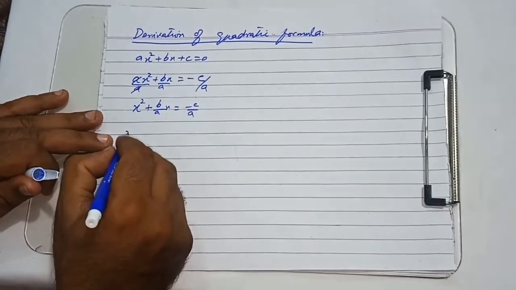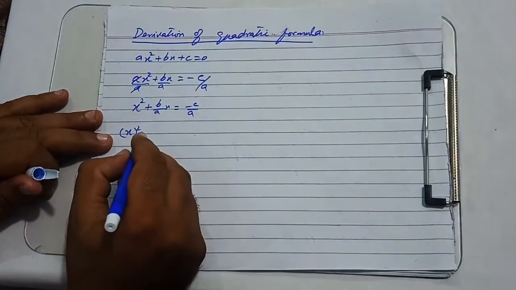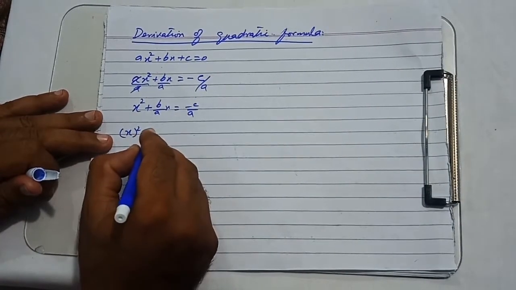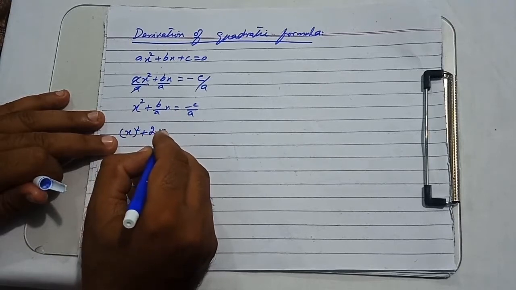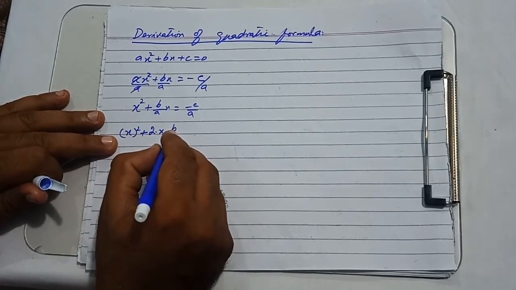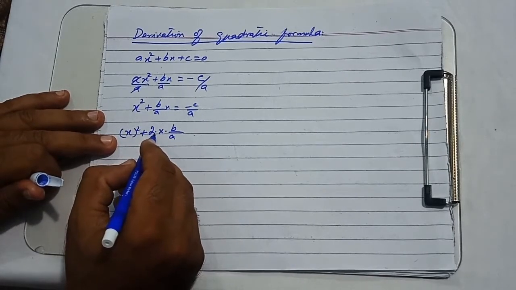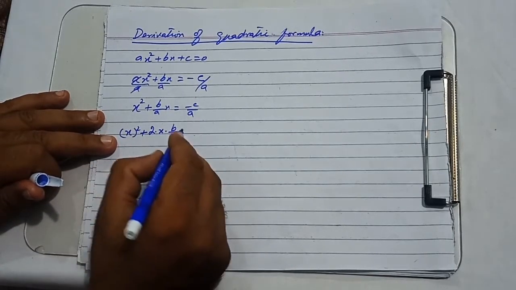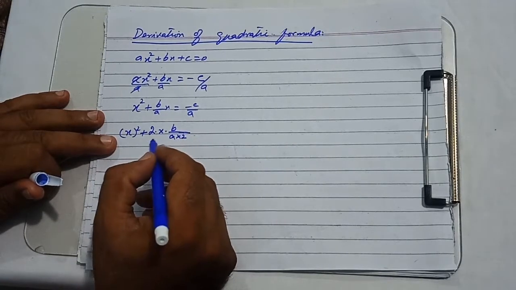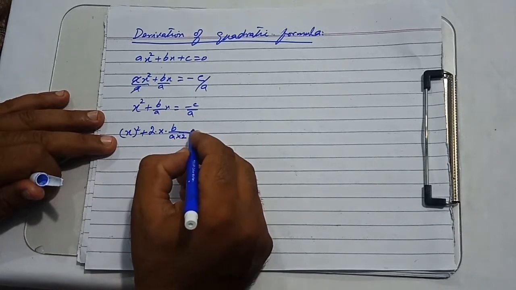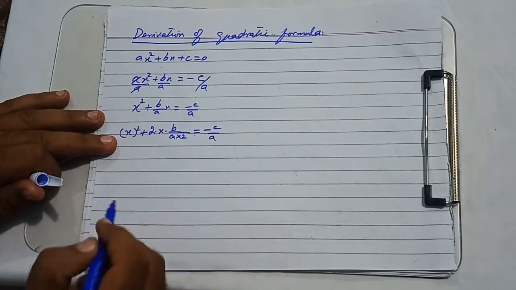Now change the first term in the form of a square and convert the second term in the form of 2ab. So I am going to write 2, and in place of a I will write x, that is this x into b over a. As this 2 is written by me and it is multiplying with this term, I have to divide this term by 2 to make the mathematical form true. That will be equal to minus c over a.